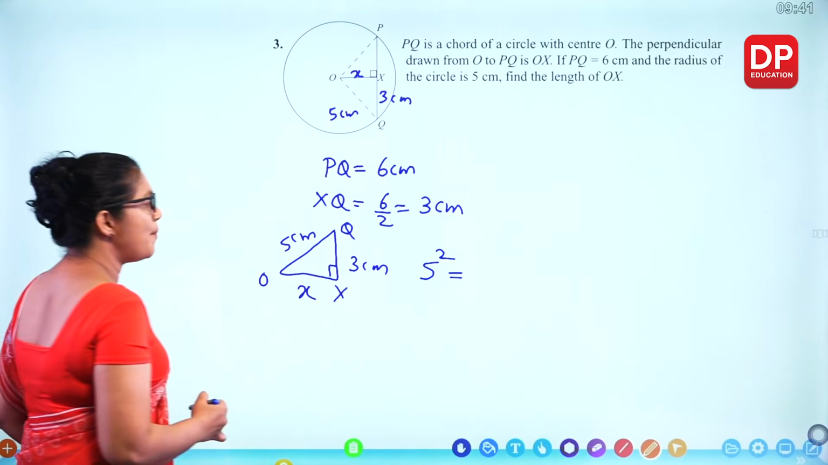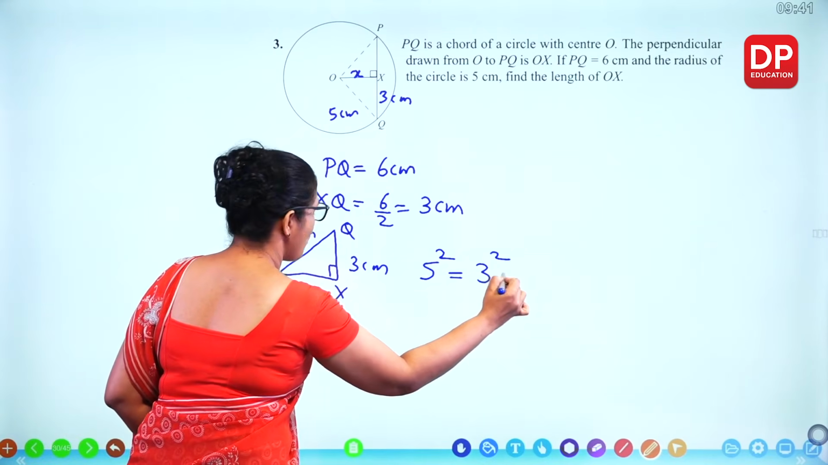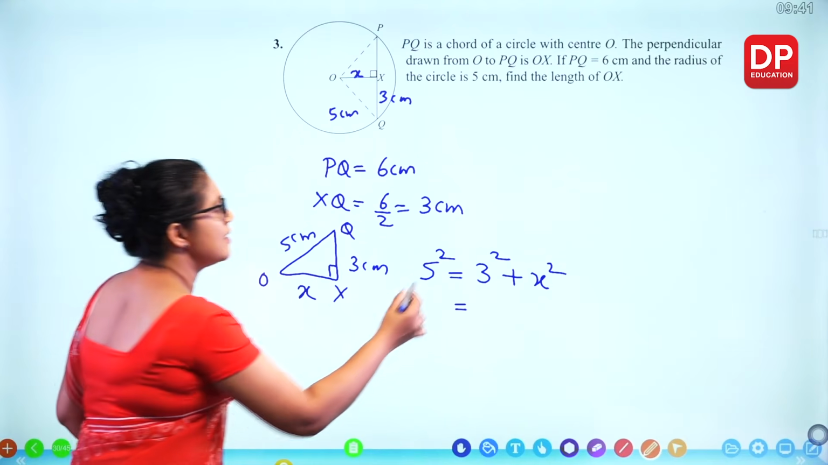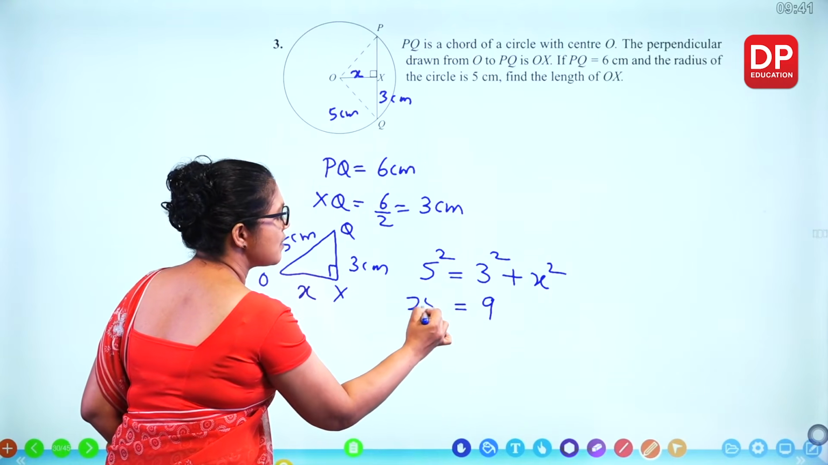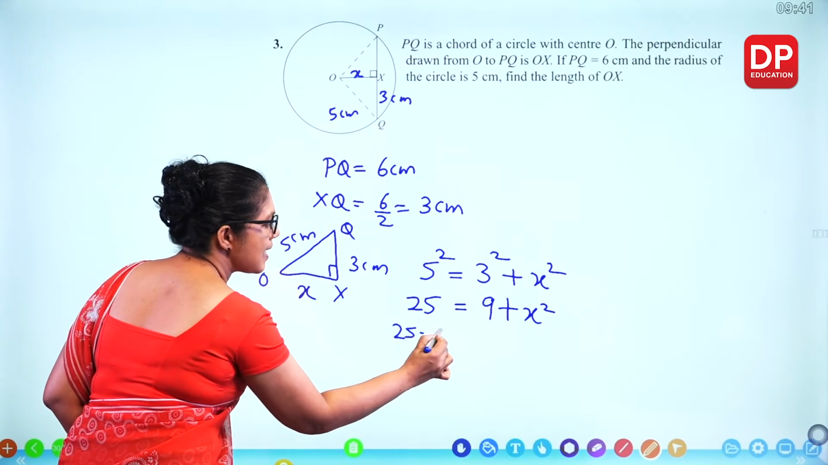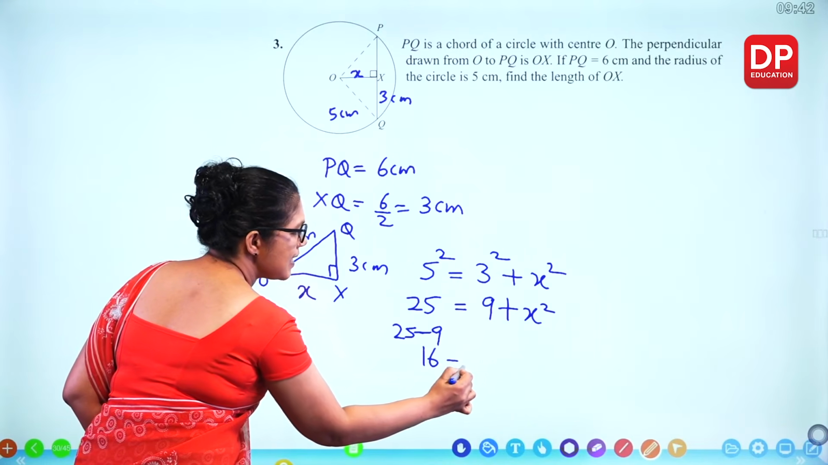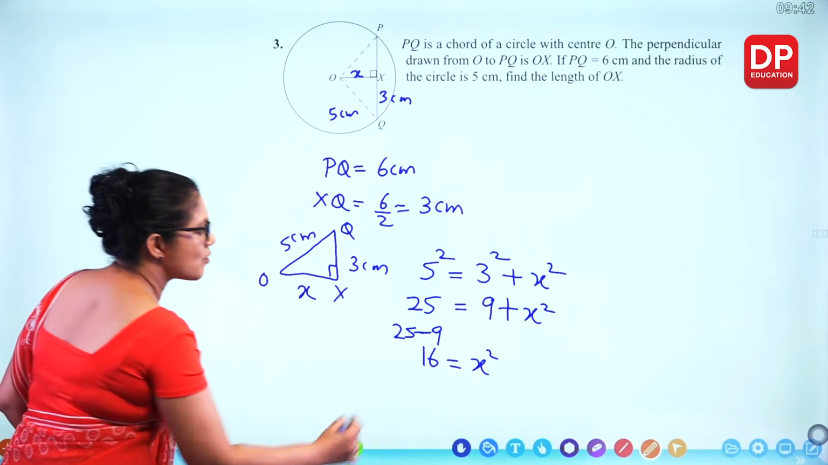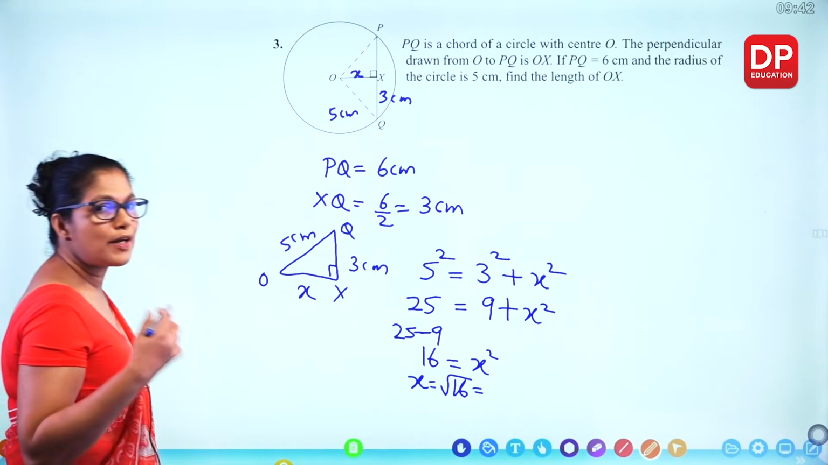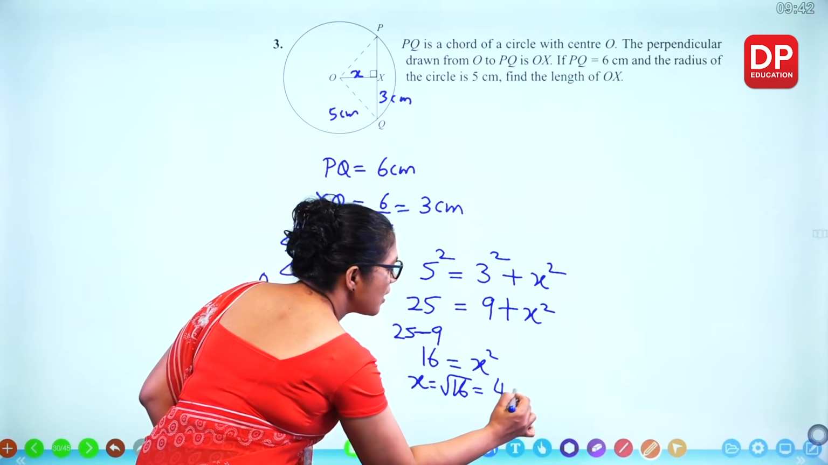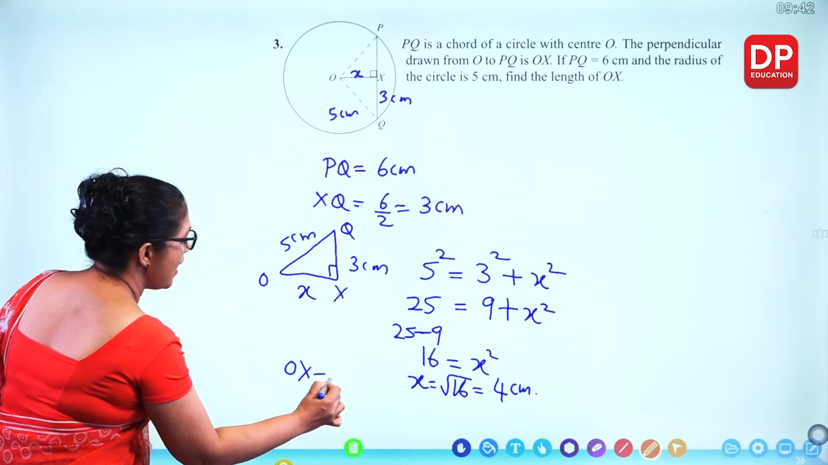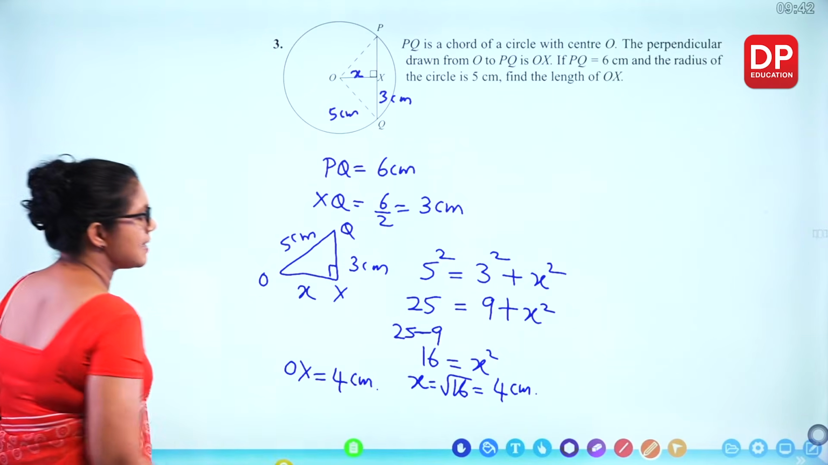5 squared, the hypotenuse squared, is equal to 3 squared plus x squared, the sum of squares of the other two sides. 3 squared is 9, 5 squared is 25 plus x squared. When you take 9 to the other side, 25 minus 9 becomes 16. So 16 is equal to x squared and x is square root of 16. That's plus or minus 4, but we take the positive value. So you get 4 centimeters. So here we can write OX length is 4 centimeters.